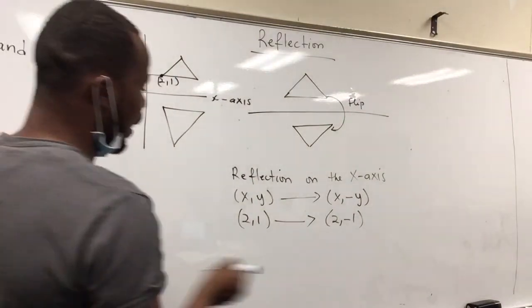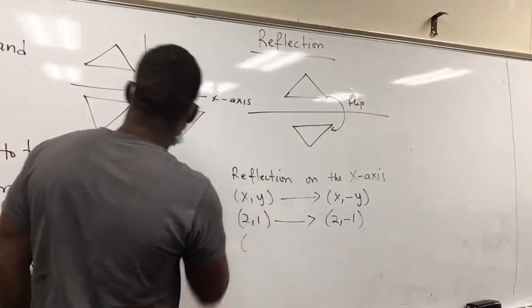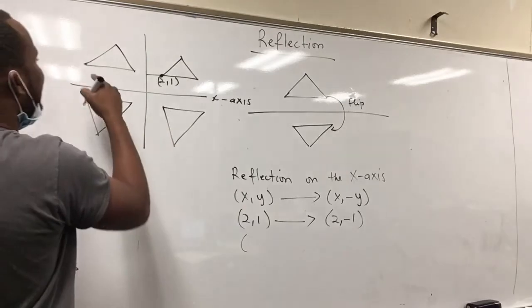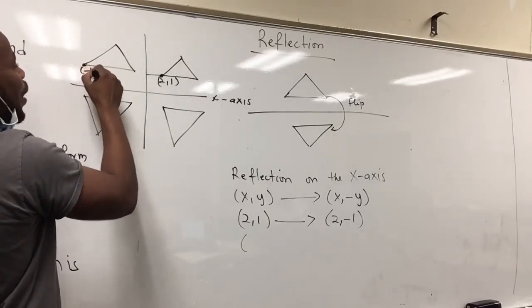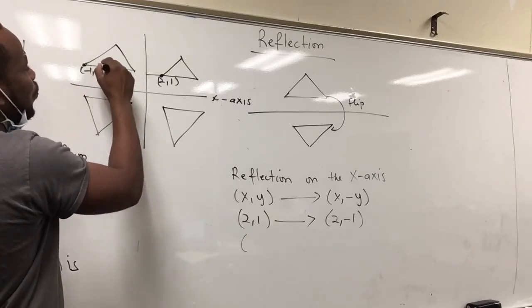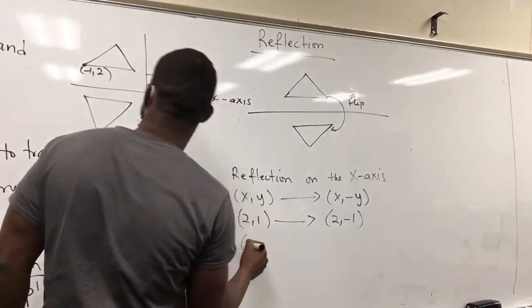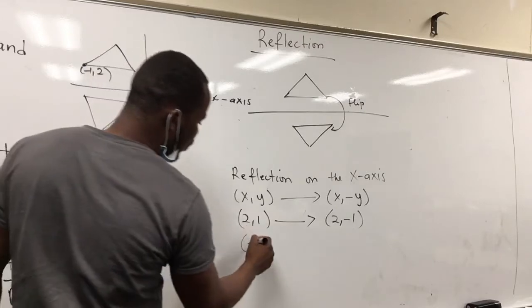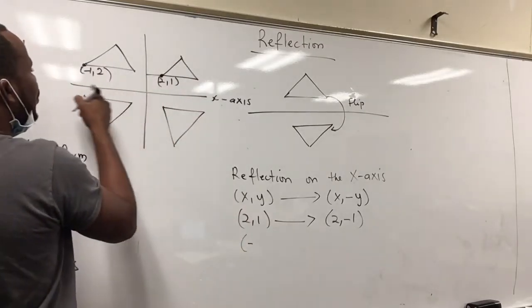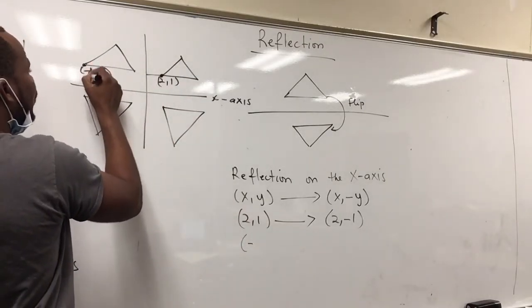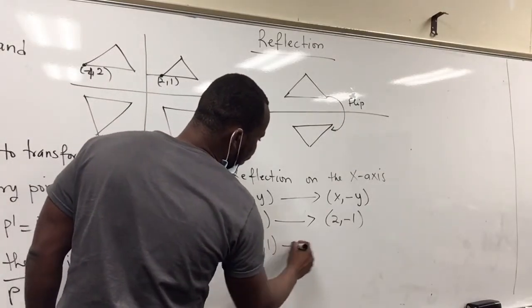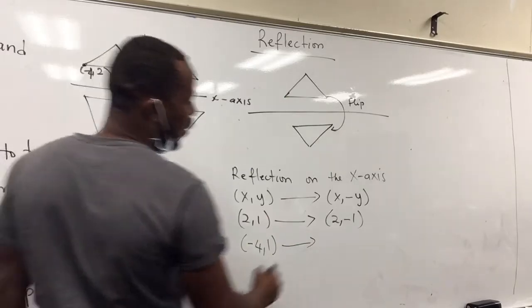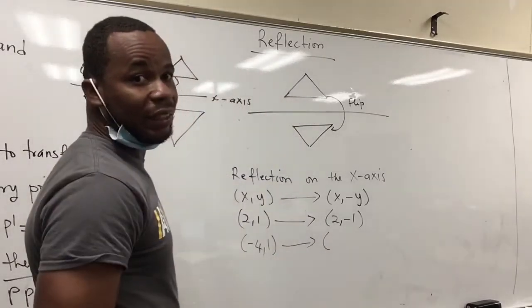The same thing applies. If I had, maybe here, a point in the negative x, so (-1, 2). Actually, let me make it negative 4, because it's too far away from 1. So if it is (-4, 1), for example, then this reflected will become what?